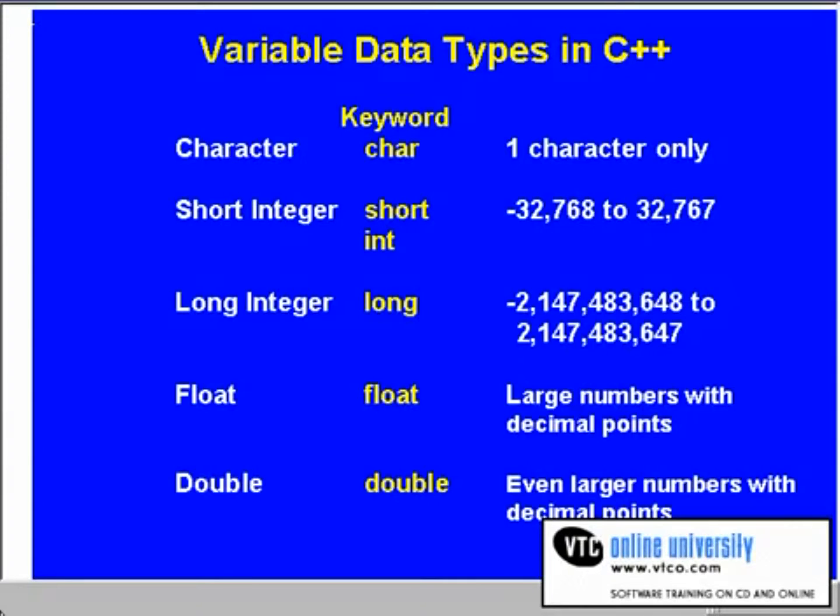But in both cases, the only thing you can store in these variables are whole numbers, that is, no decimal places. If your application requires you to use numbers which require decimal points, then you should use either float or double. Float being the keyword and double being the keyword, respectively.